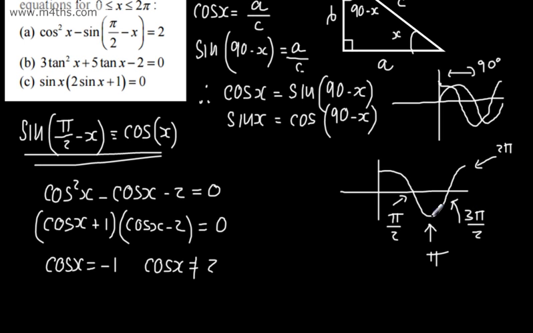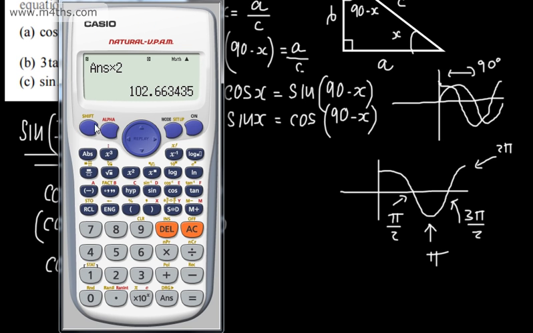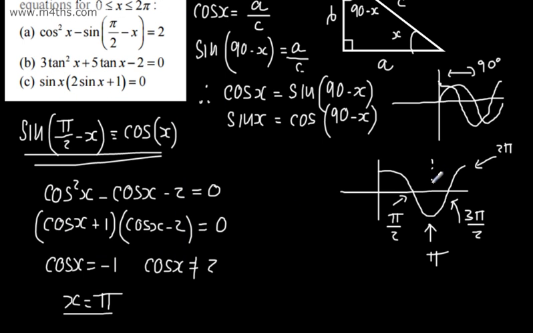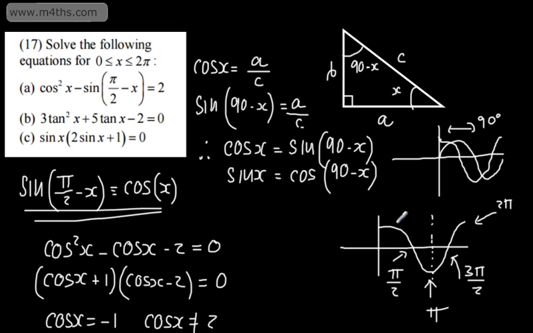So where is it negative 1? The answer is x is going to be equal to pi radians. If you are unsure, in the calculator, shift mode 4. We're going to do now the inverse cosine of negative 1, and that will give us pi. We can see that this is symmetric about here, so we don't need any other solutions in that interval. Right, let's look at the next one.